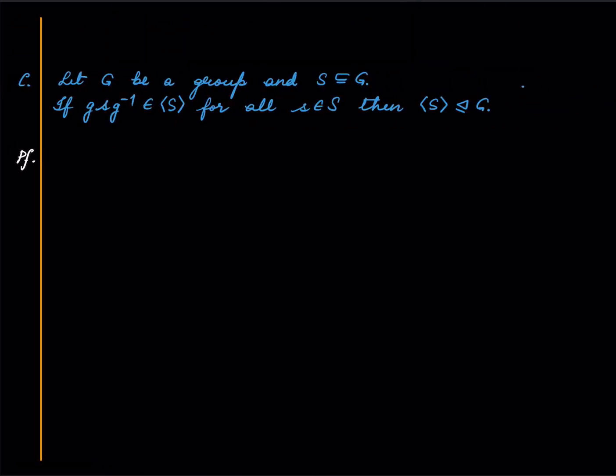Now this gives us a criterion for deciding when a subgroup generated by a particular subset is normal. Let G be a group and S be a subset of it, and suppose this happens for all little s in capital S. Then the subgroup generated by S is a normal subgroup. Okay. So let g in G be fixed, and we want to show that this thing is contained in that. This is what will show normality.